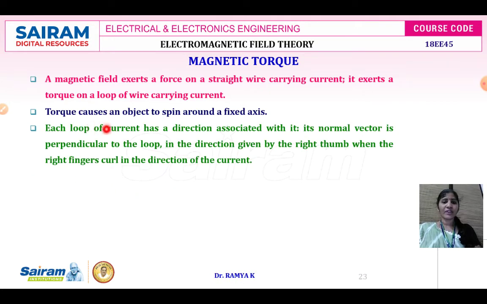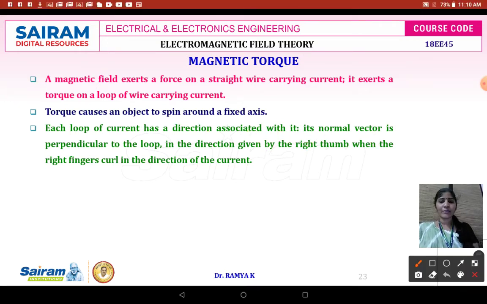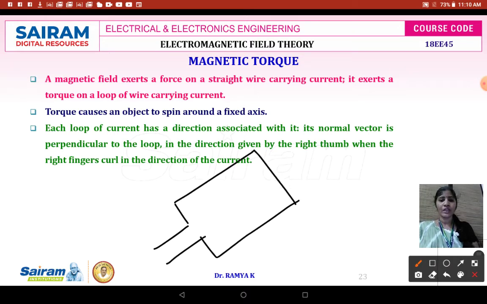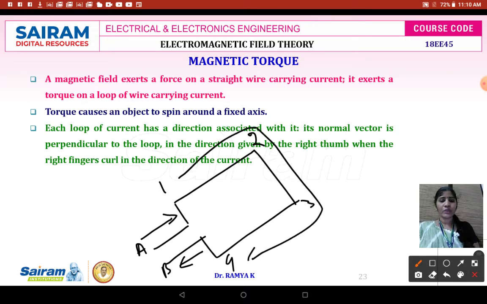Each loop of current has a direction associated with it. It is normal to the vector, perpendicular to the vector. For example, you can consider a coil as shown over here. Here the current entry point is shown at point A and the current is leaving at point B. If you consider it, it is going to be 1, 2, 3, 4. This is going to be the closed loop formed.